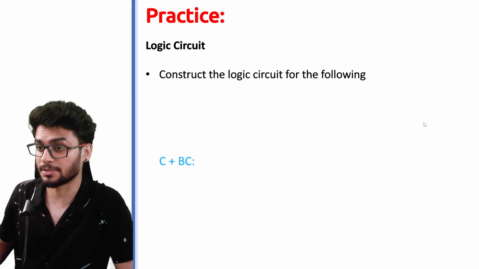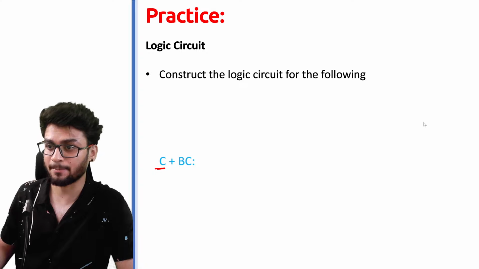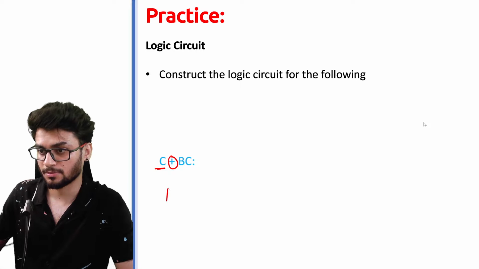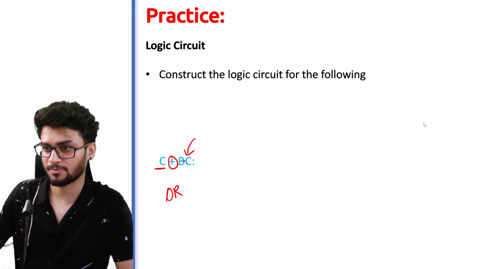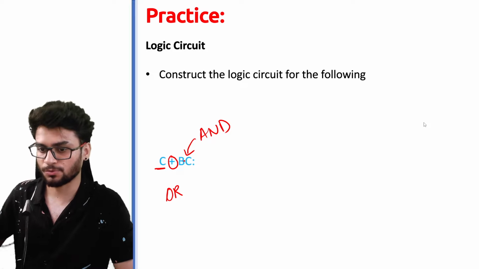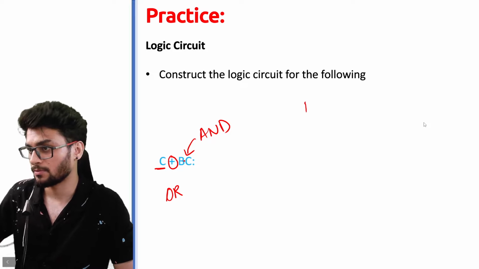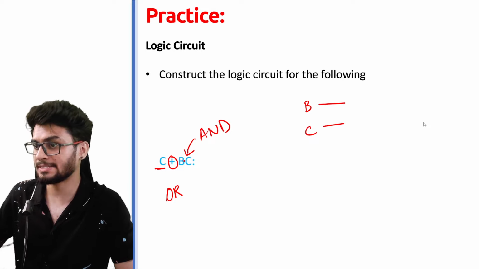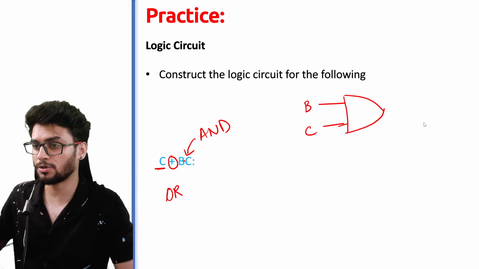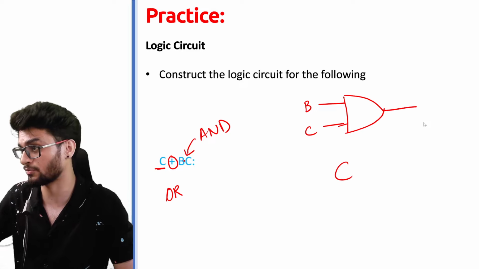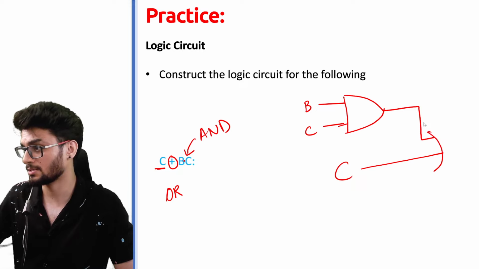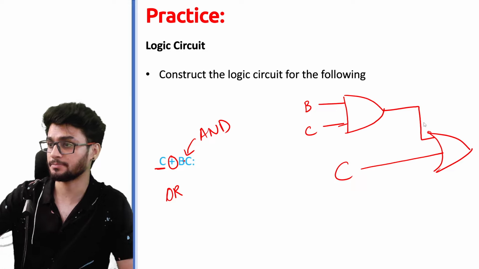Now constructing the logic circuit. So we have two variables here, C plus BC. We can see there are two gates. First is the OR gate, and yahan par jo gate nahi dikh raha hai, that is obviously multiplication or AND gate. So how do we solve this? So B and C are being put into an AND gate, whereas C is not passing to any gate, it is passing directly to the output of this gate, and this final gate in the middle is known as OR gate. So this would be the logic circuit.